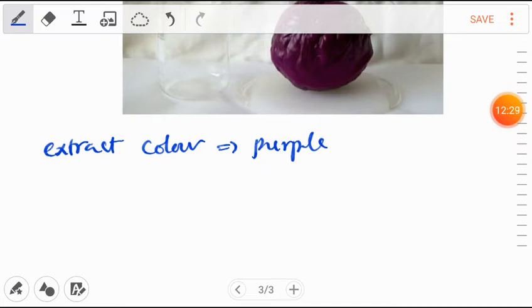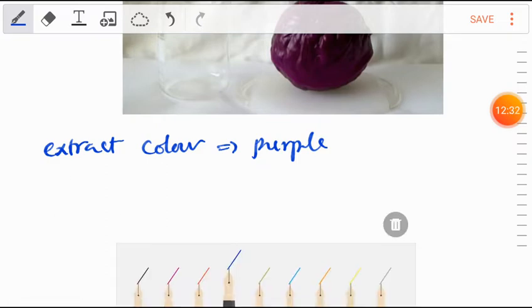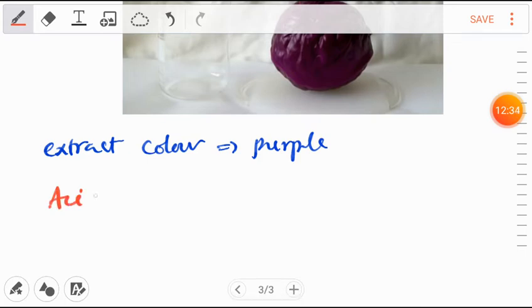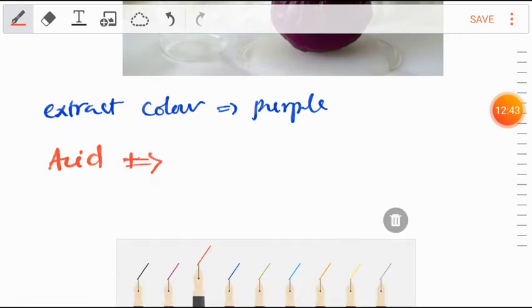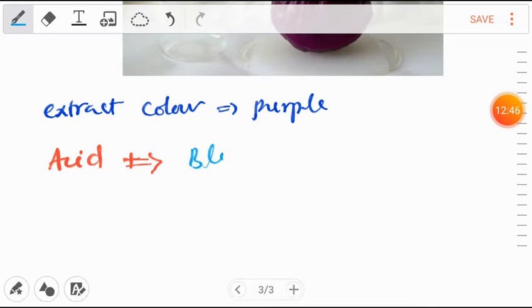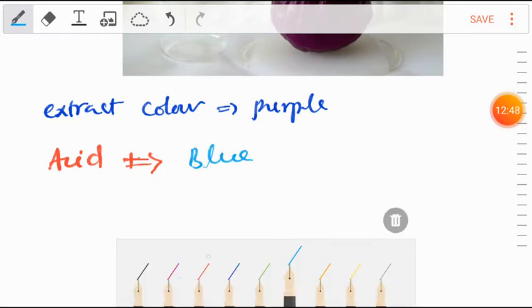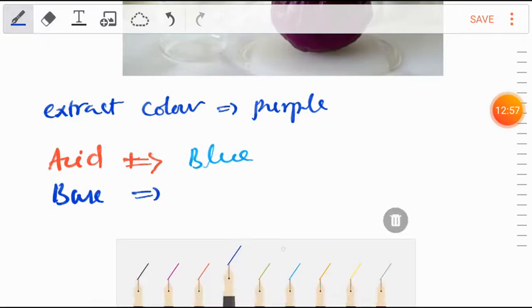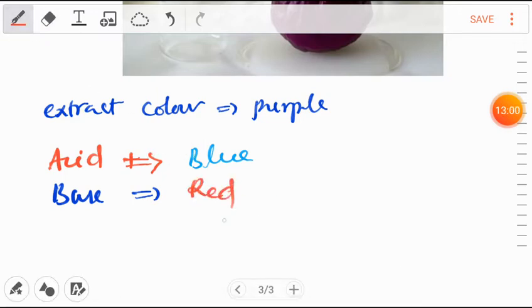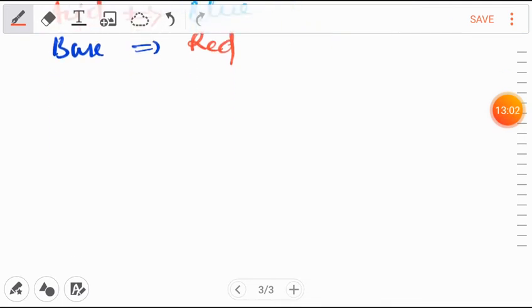And how it changes: in acid it gives blue, in base it gives red. So remember this one, it gives red. So it is somewhat different, red cabbage.